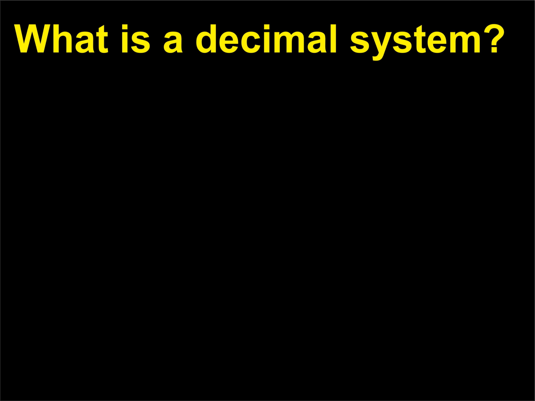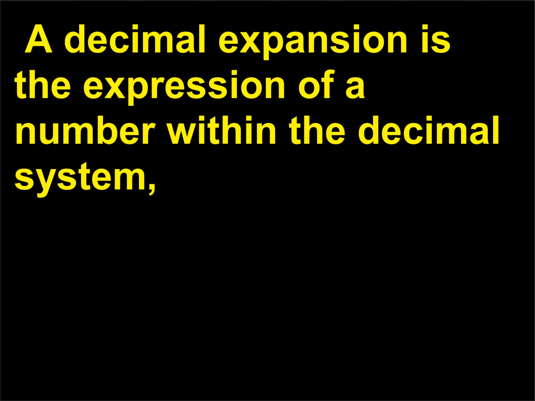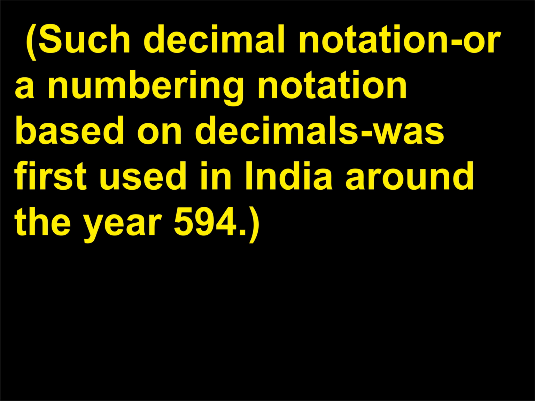What is a decimal system? The decimal system uses the base 10 notation system to represent real numbers. A decimal expansion is the expression of a number within the decimal system, such as 1, 15, 359, 18.7, and 3.14159. Each number within the system is called a decimal digit. Such decimal notation, or a numbering notation based on decimals, was first used in India around the year 594.